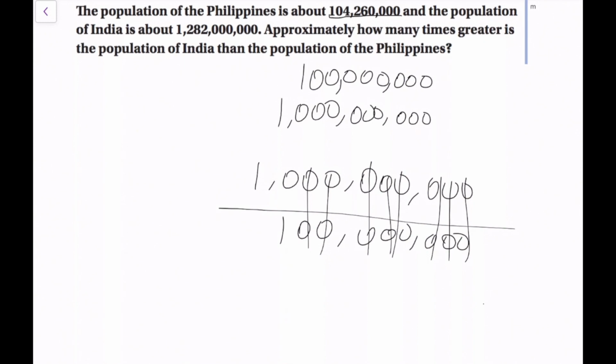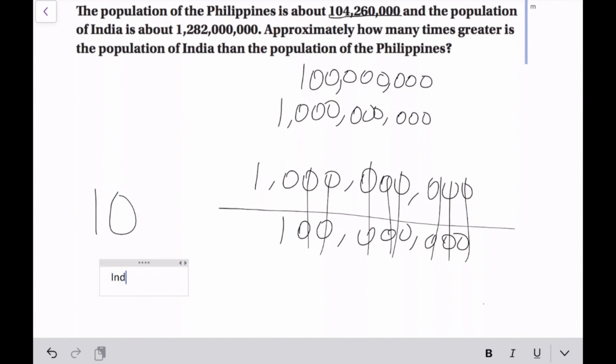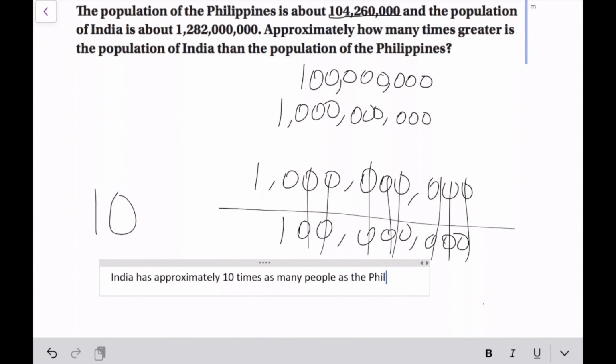So we know our number answer is 10, but I'm going to write a word answer as well. India has approximately 10 times as many people as the Philippines. So I've approximated how much larger India's population is compared to the Philippines, and I've written my word answer, so now I'm done.